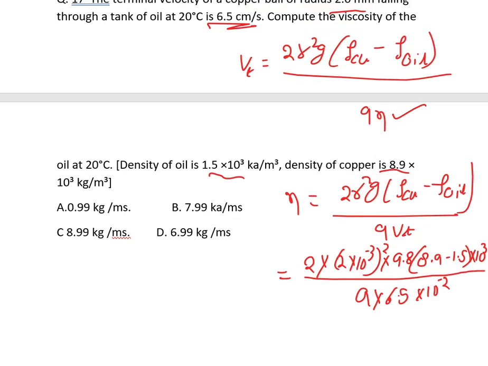If I calculate this using a calculator, the answer is nearly equal to 0.99 kg per meter second, which is option A. So question number 17, option A.